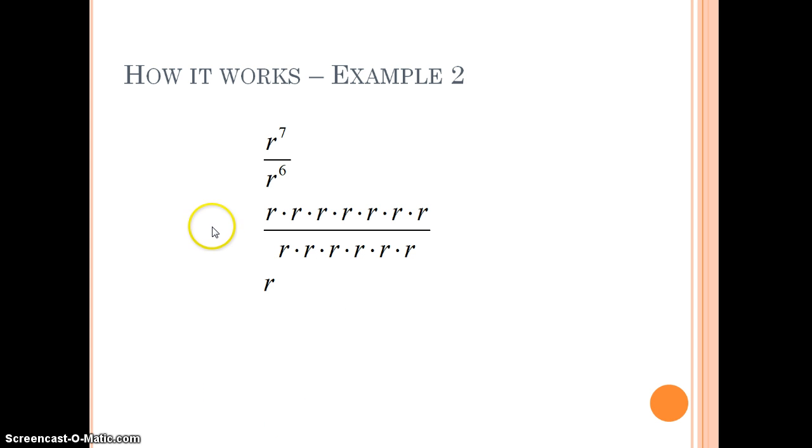Here's how the next example works. R to the 7th, when you expand it, is all these R's. R to the 6th is all of these R's. When you send them to the dance, you're left with this guy all by himself, which is what he is. That's his answer.